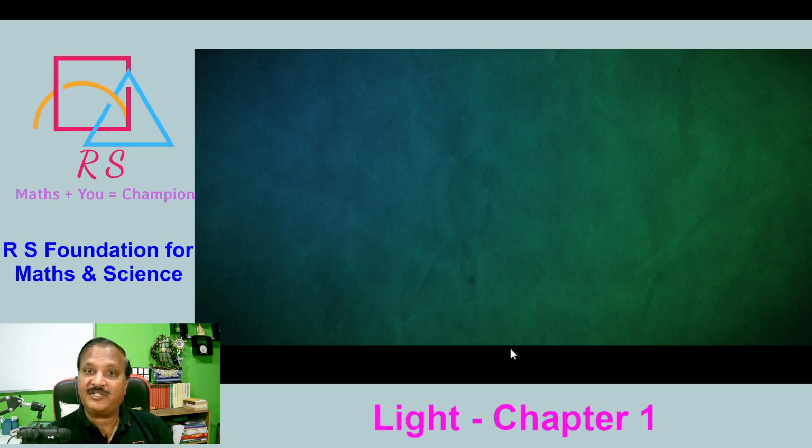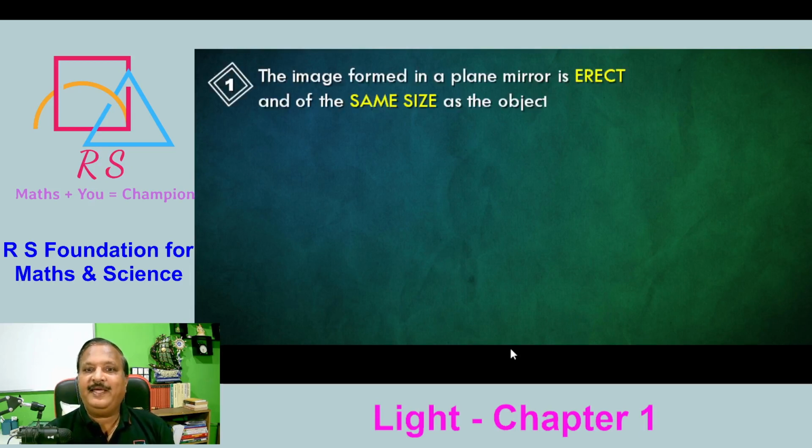Now let us understand the characteristic properties of the image formed in the plane mirror. First one: the image formed in the plane mirror is erect, the same size as the object, straight, same size. Erect means the same.